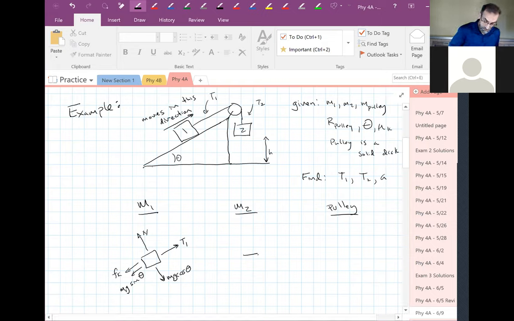Block two. The only thing touching it is the string. What can reach in from a distance? Gravity.